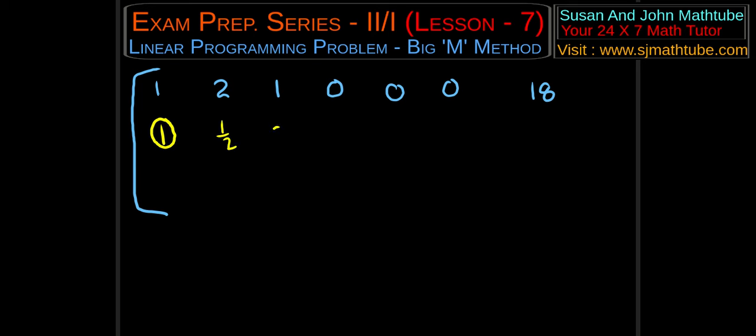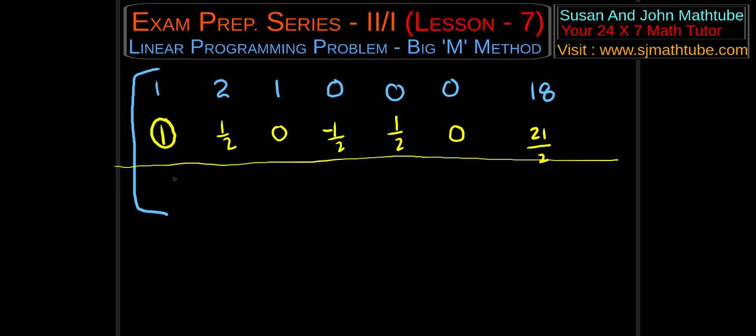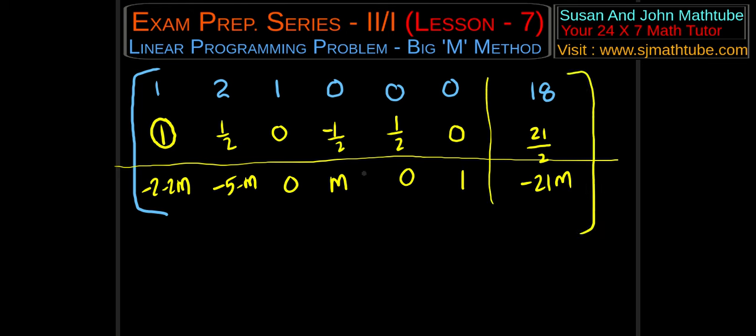And 1 by 2. I'll strongly recommend now start doing these operations by yourself. Don't skip the video. It's better that you watch the video completely. So it's 21 by 2. And minus 2 minus 2m, minus 5 minus m, 0, m, 0, 1, minus 21m, and let's put our divider. Okay, now what's the aim? To make the elements above and below the pivot to be 0.